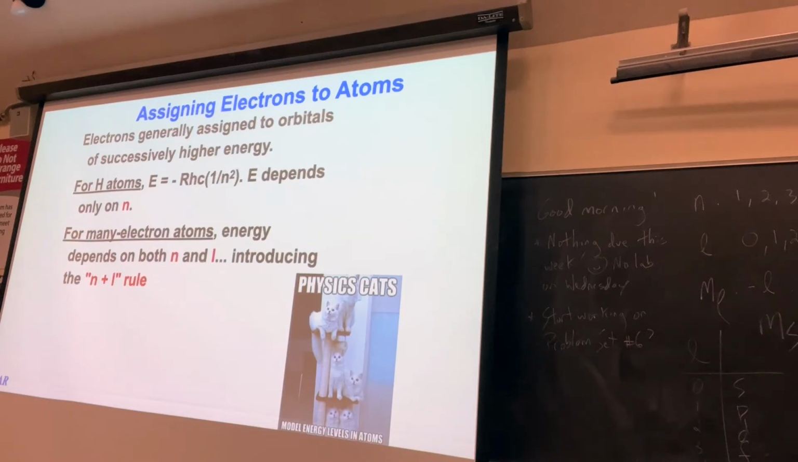We're going to use the n numbers, which are just whole numbers. And remember, L values a lot of times get a letter associated with them: S, P, D, F, this kind of stuff. So, the punchline of this slide: in the old days with Bohr, energy depended just on n, like R, H, and C were all constant. But in the modern day, from modern quantum mechanics, the energy actually depends on both n and L. When we talk about the n plus L rule, that's literally using the n value with the L value to see how this works out.